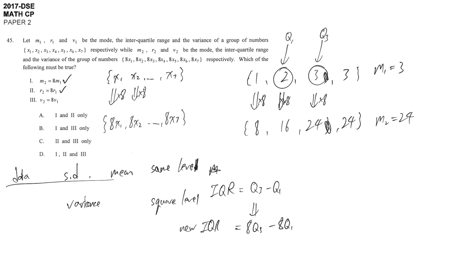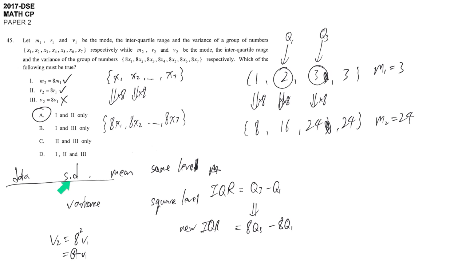That's why if every item we are going to times 8, the effect is not just 8 times, but it will become 8 square times V1. Because every item times 8, then the effect for the square level will be 8 square times. That's why this is wrong. It should be V2 equal to 64V1. And then we are going to choose 1 and 2 only.